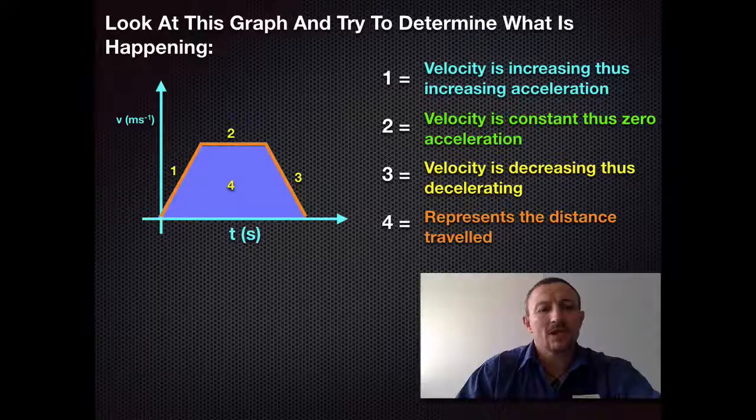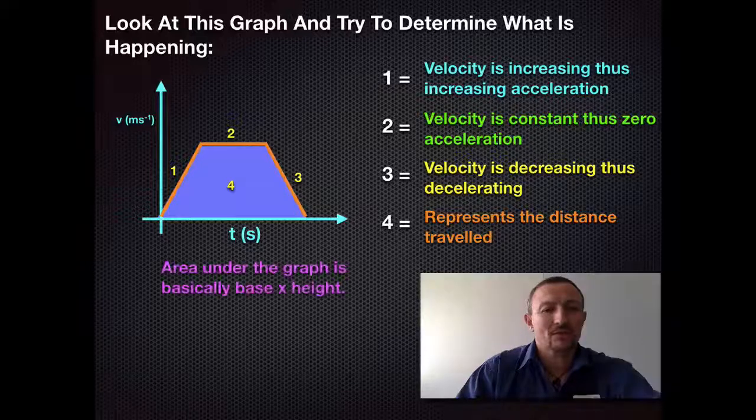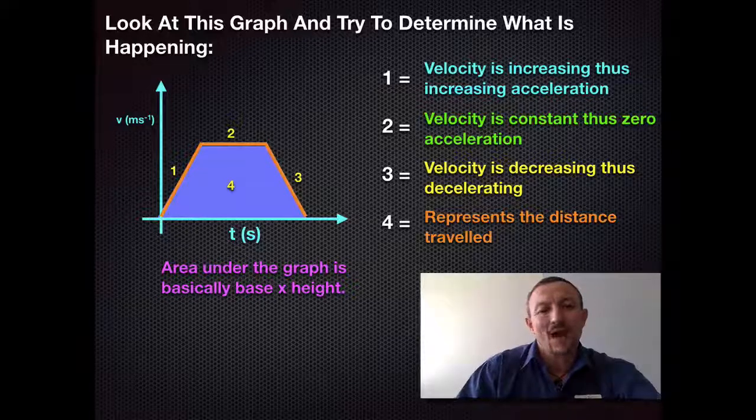Well, let's put it all together and look at the equation that will allow us to work this through. So the area under the graph is basically the base times the height. Now the base is obviously in seconds and the height is going to be in meters per second. So let's put those units together and see what happens when we solve them algebraically.